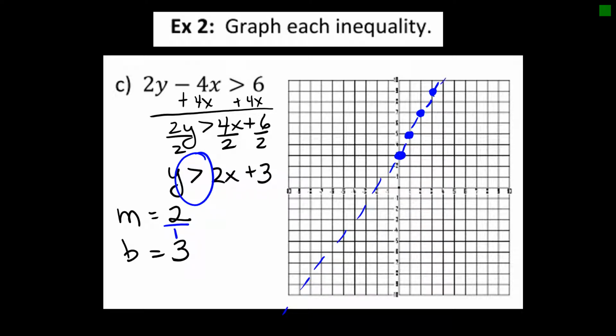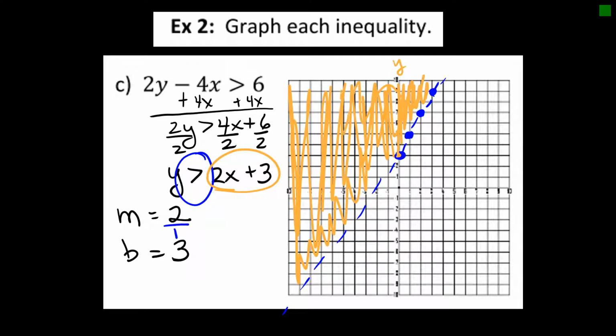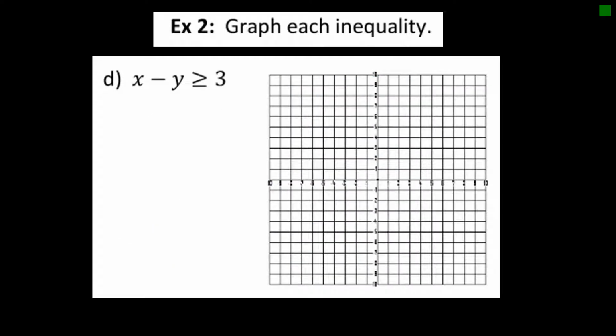Okay. Then I have to decide for my shading. Well, it says y is greater than this line. So here's the line, and here's the y-axis. If the y has to be greater than the line, I've got to shade up here. So I'm going to shade all of this above the line. So that's where I'm shading. If you need to pause the video to finish up your shading or your graphing, go ahead and do so. All right, moving on to D, graph the inequality.